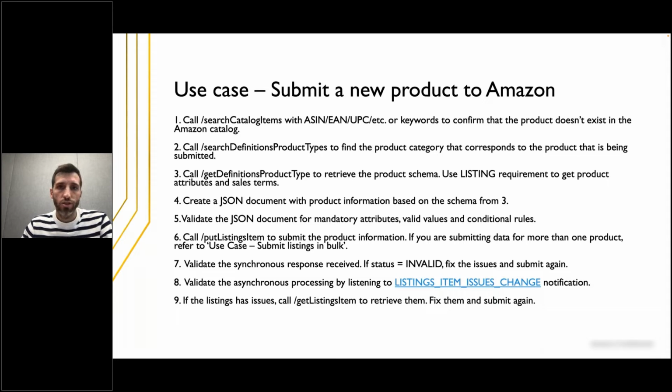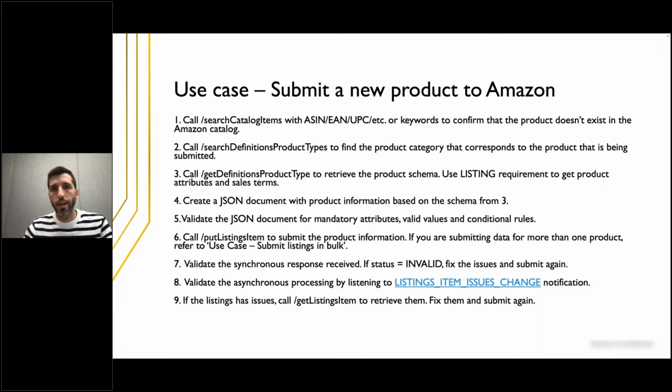Then once you have your JSON document, it is validated, you know that all the basic rules that Amazon defines are okay. You can go ahead and actually submit this to Amazon, right? For this, you will be using the put listing item operation, and then your product information will be transferred to Amazon. The put listing item operation from the listings items API is a one-by-one operation. So if you are submitting one product, then that's the one you need to use.